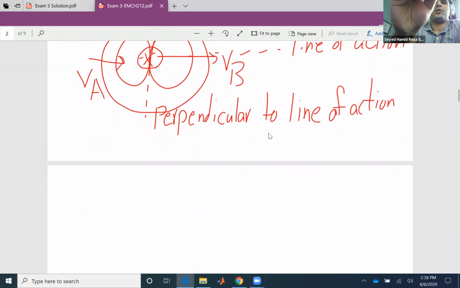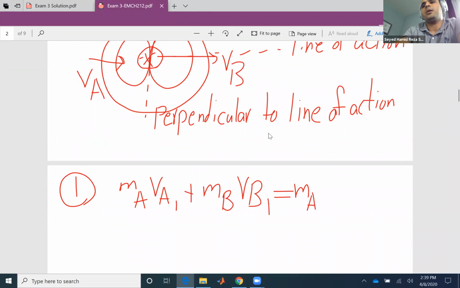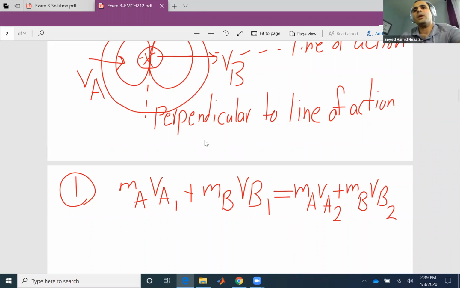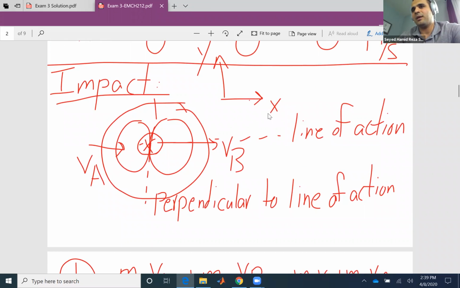So let's write our first equation, conservation of momentum for both objects, which means that MA VA1 plus MB VB1 equals MA VA2 plus MB VB2. So momentum is directional. So we write momentum for an axis, for a direction. We are writing a momentum equation for line of action, for the x direction.